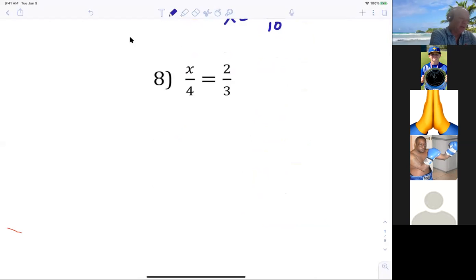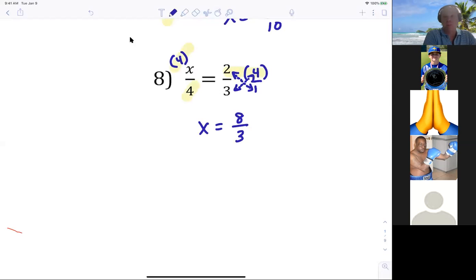Number 8. Again, we're dividing by 4, so this time we multiply by 4. But in this case, you're multiplying 4 times 2/3. When you multiply by 4, remember this is kind of 4/1. Then you check diagonally to see if you can reduce. Those numbers have nothing in common, so now we just multiply straight across. So x is equal to 8/3. Anybody have any questions with that? Nobody?